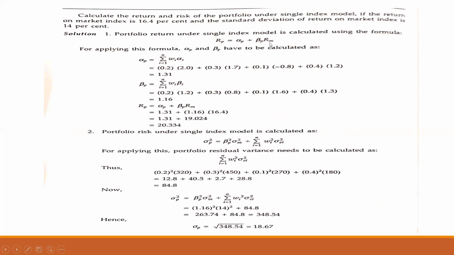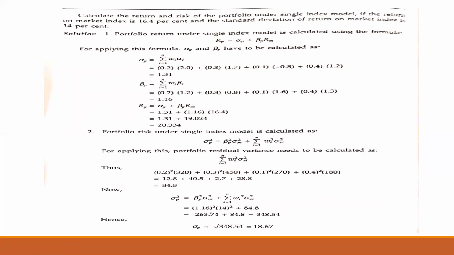Now the return of the market is already given in the question as 16.4. So now we can substitute the values in the formula. We'll get 1.31 plus 1.16 into 16.4. So the return of your portfolio is 20.334 as per the single index model.